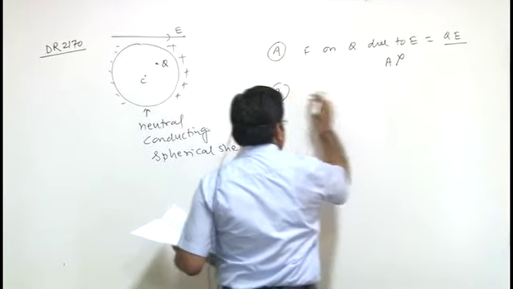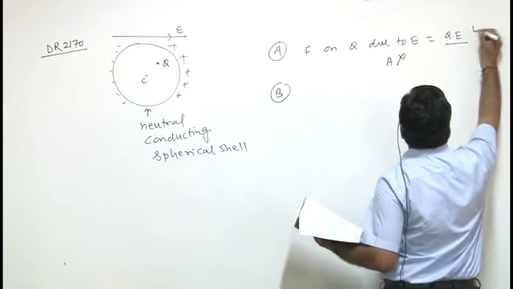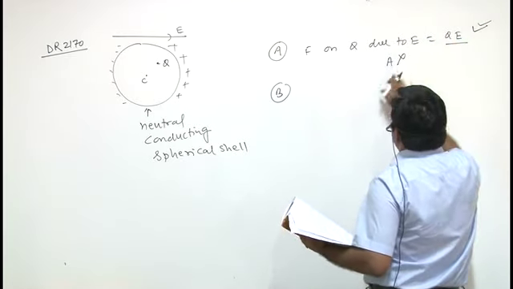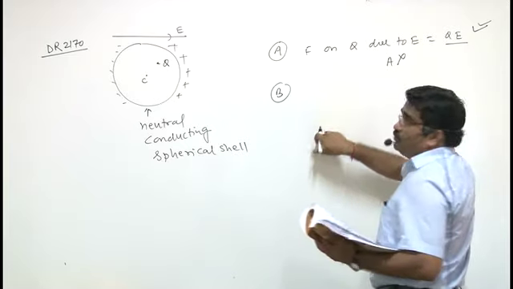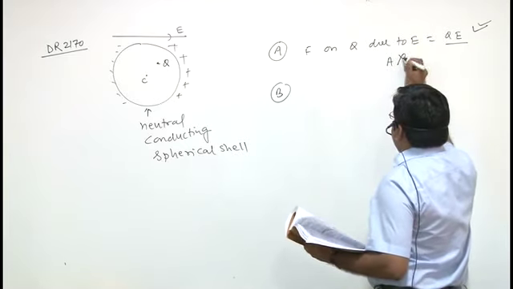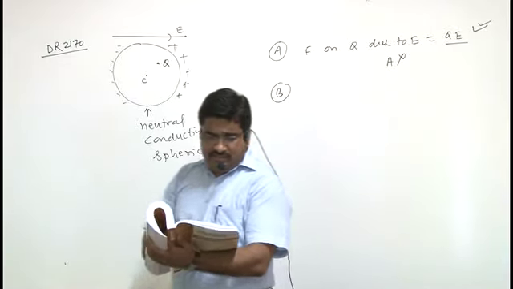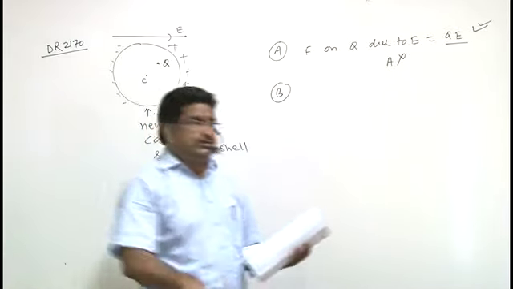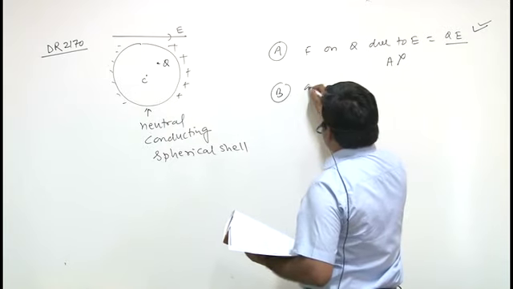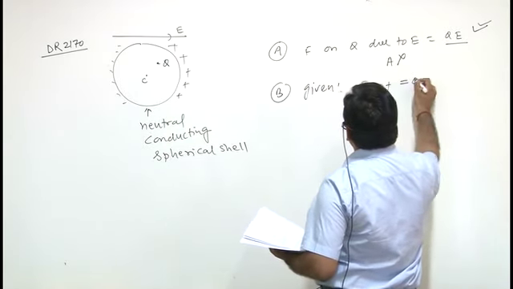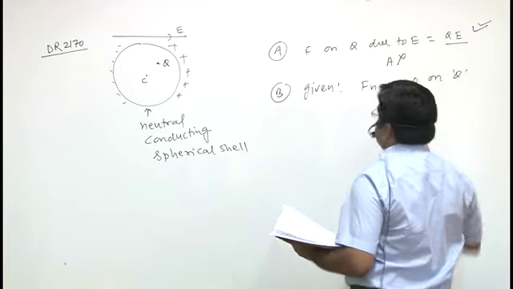Let us come to B. F on Q due to E will be QE, but they are saying that F on Q is 0, so option A will not be correct. In option B, they say that the net force on Q is 0, F net is 0 on Q.